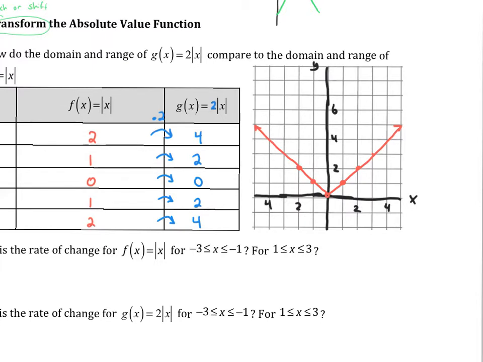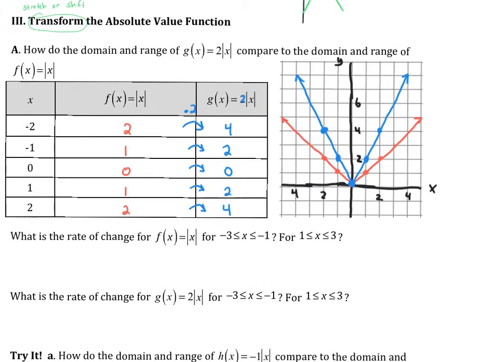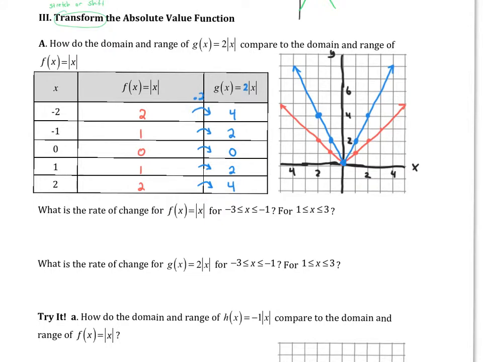Now what happens with the blue? At 2, instead of being at 2, I'm at the 4, so I'm higher up. So right there. At the 1, I'm at a 2. The 0, I'm at 0. And it bounces off like so. And we get this. So, comparing these two functions, the parent function, which is the red one, and the new function here, which has been stretched a little bit, pulled up.